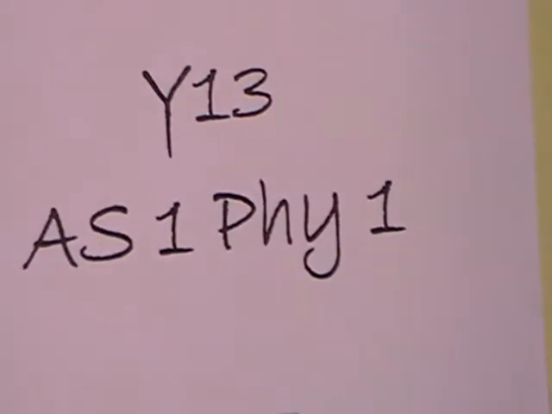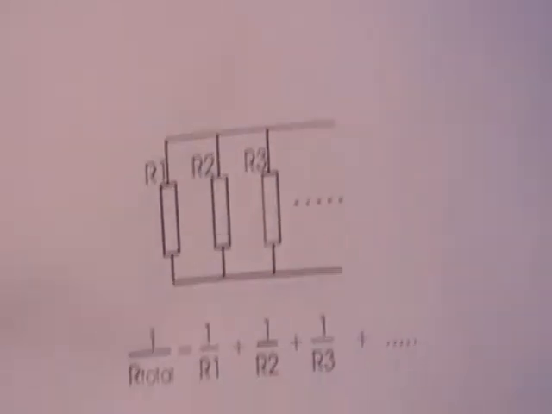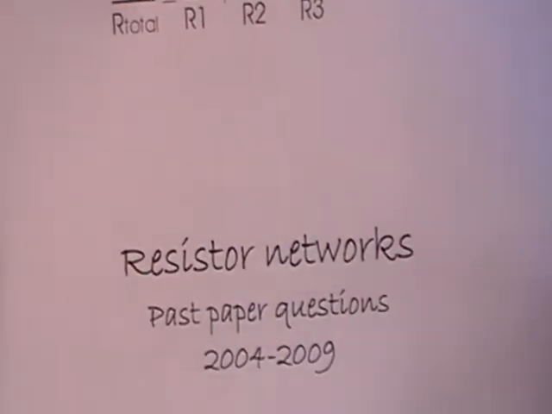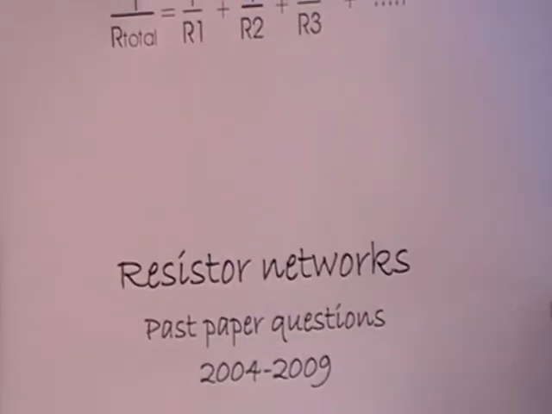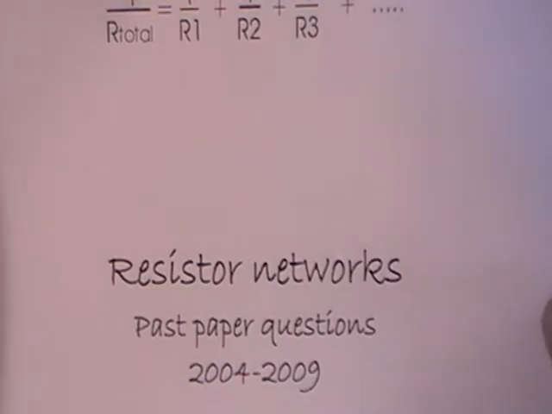This is AS1, Physics 1, and it is resistor networks. Past paper questions from between 2004 and 2009.